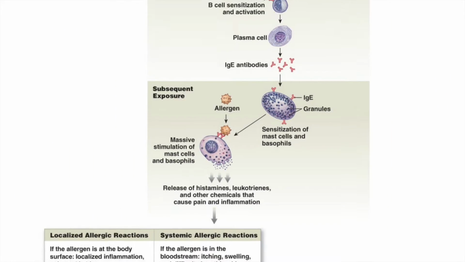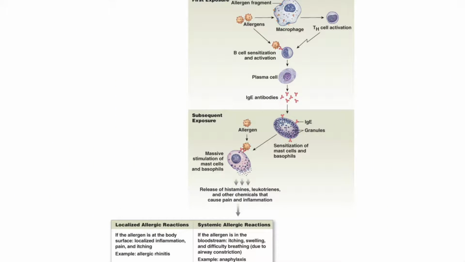Now, at the body surface, this is just annoying, and it's what leads to a runny nose, watery eyes. But if the allergen enters the bloodstream, this can lead to anaphylaxis. And the peripheral blood vessel dilation leads to a dangerous drop in blood pressure that can lead to circulatory collapse or anaphylactic shock. And this can also lead to death due to airway constriction.